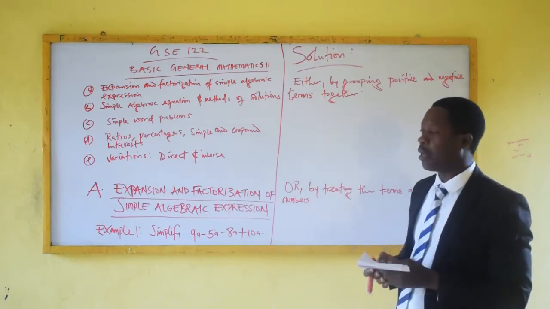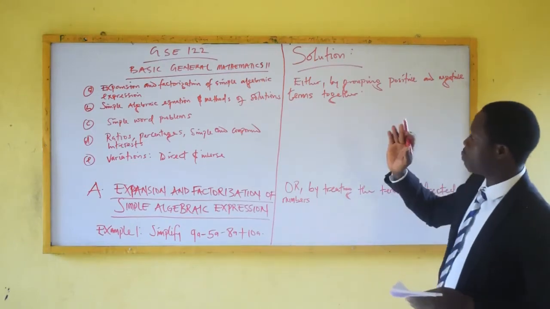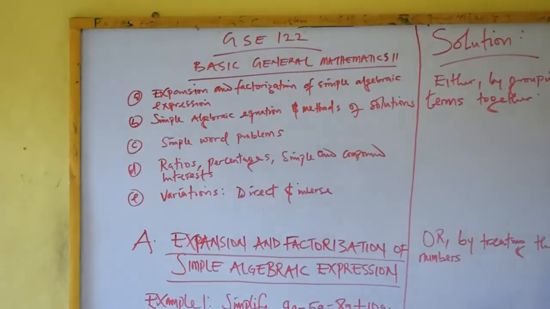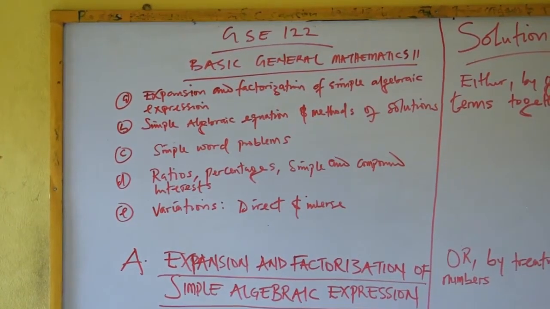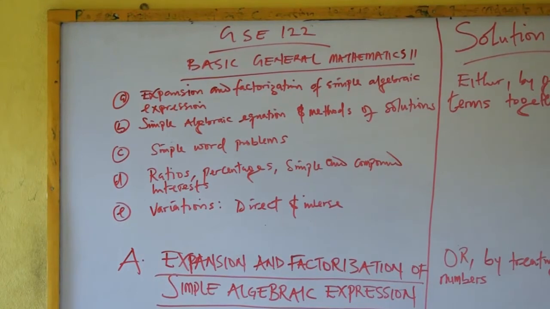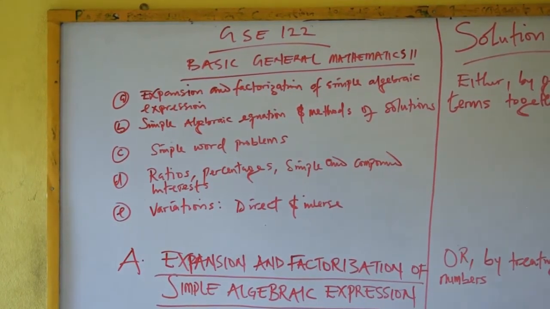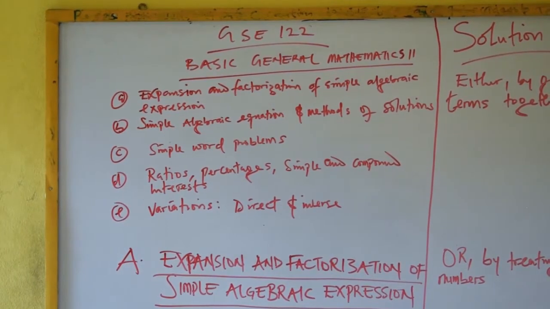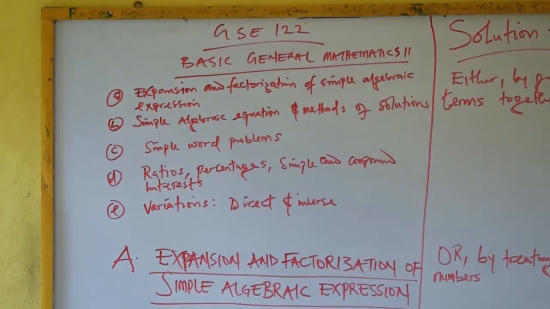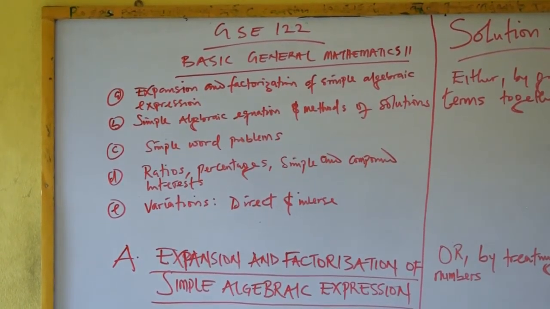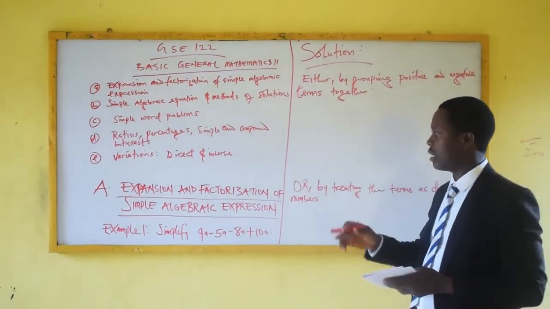This course this semester will be spanning through 5 outlines, and the first is expansion and factorization of simple algebraic expression. Number 2, simple algebraic equation and methods of solutions. 3, simple word problems. 4, ratios, percentages, simple and compound interest. And 5, variation, where we shall be talking about direct and indirect variation.